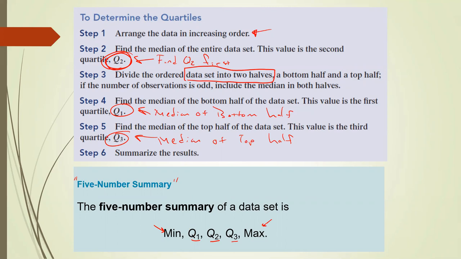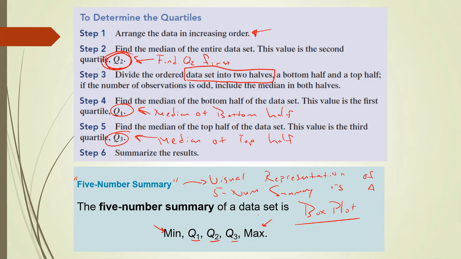And it turns out that you can take this five number summary, and the visual representation of this is a box plot. So that's exactly what a box plot shows. It shows the quartiles of your data set, the minimum value, and the maximum value. It turns out that the box plot also shows the interquartile range visually, and you'll see that when we construct our first box plot by hand.